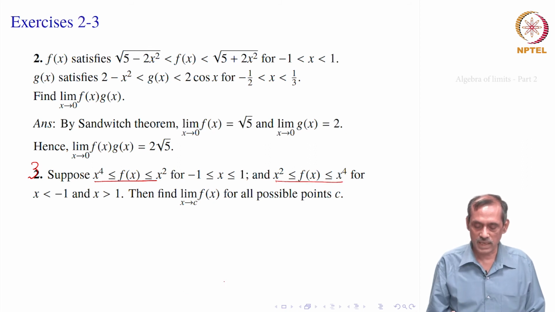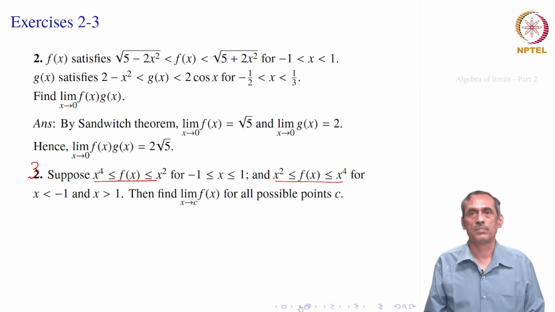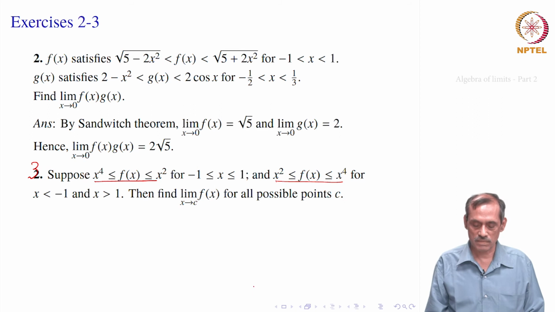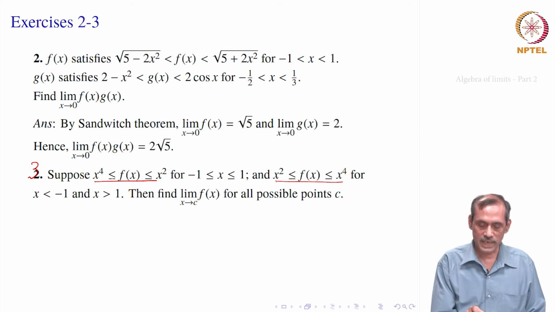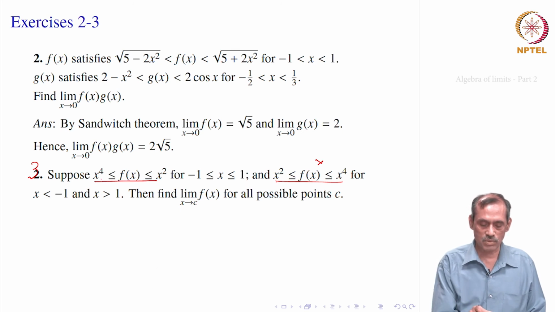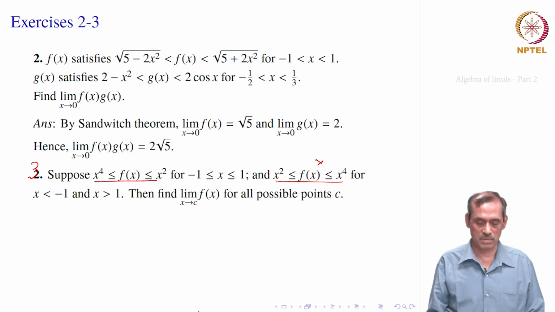Then we have to find the limit of f x as x goes to c for all possible points c. Okay. Suppose it is at 0, suppose c equals 0, then only one inequality is satisfied. We are looking at this only. So, this will not be relevant for c near 0. So, once this happens, we see that x fourth goes to 0, x square goes to 0. So, f x will go to 0. The limit of f x must be 0 by the Sandwich theorem when x goes to 0.